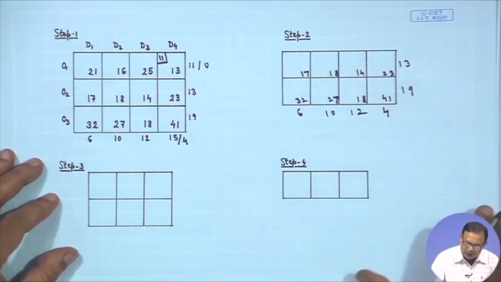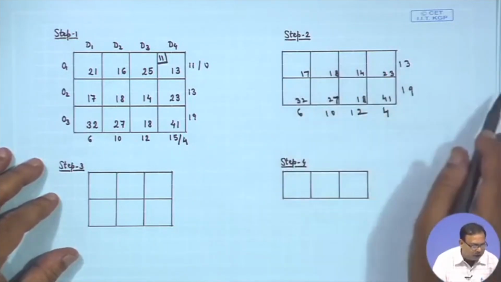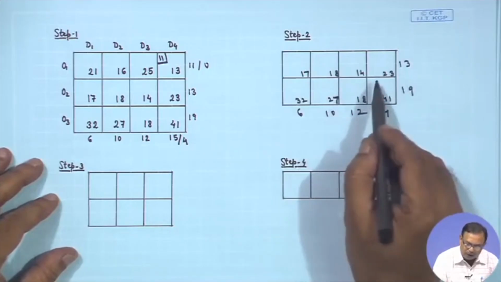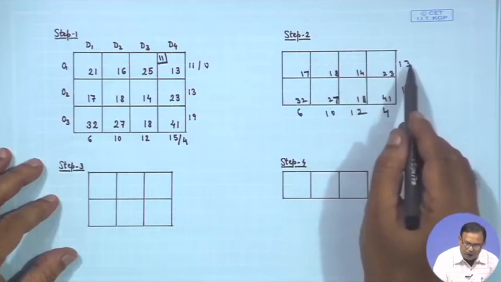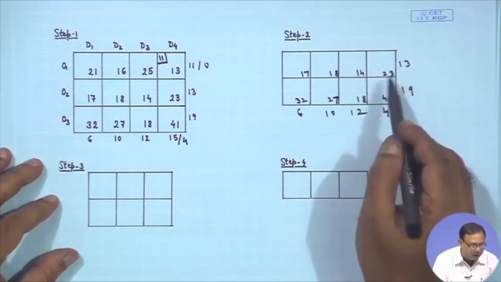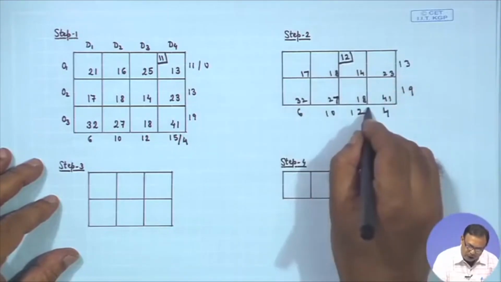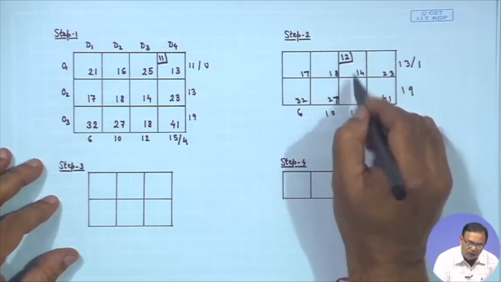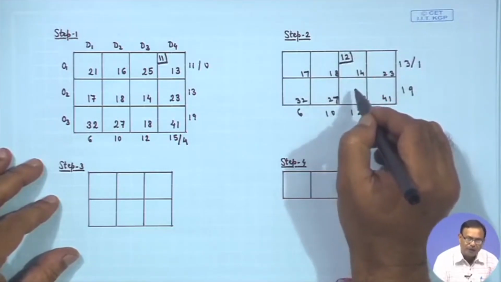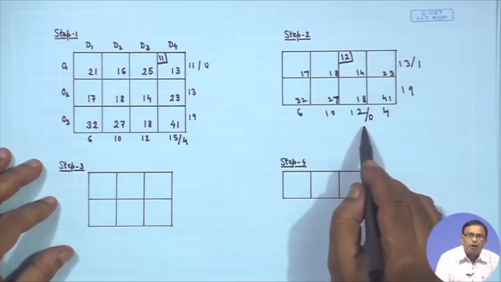Now, again find the minimum of all these. The minimum of all the cells is coming at cost 14, cell 1 3. The minimum of 12 and 13 is 12. So allocate 12 over here, so that this will become 0, this will be 1. Now remove this column in the next iteration, because our demand is satisfied.